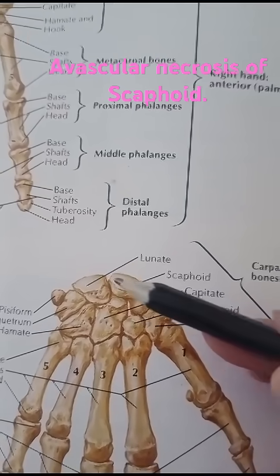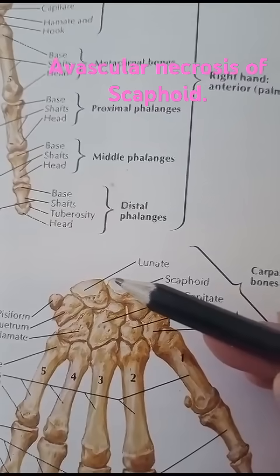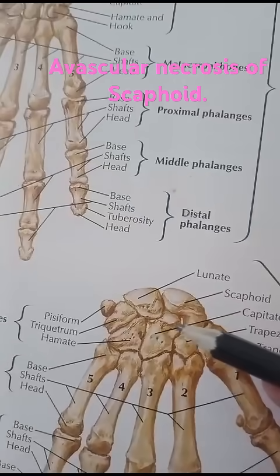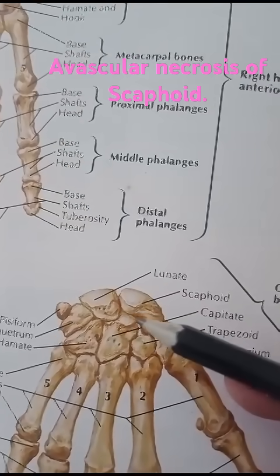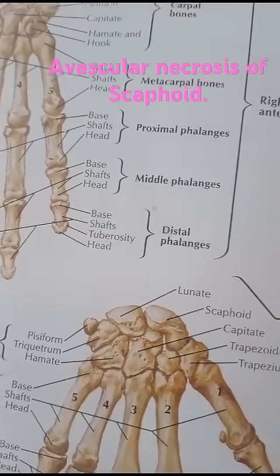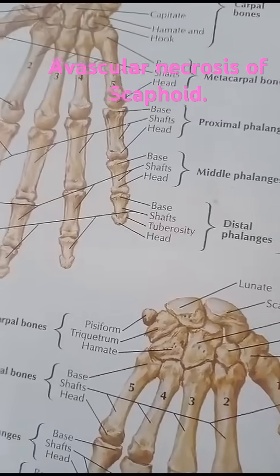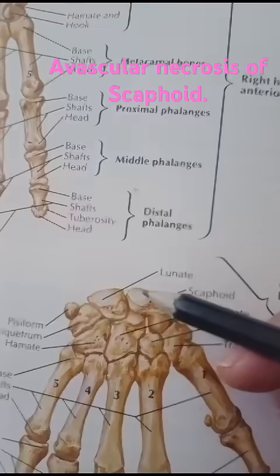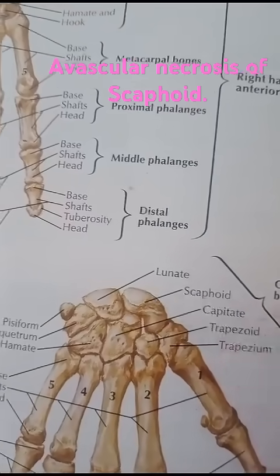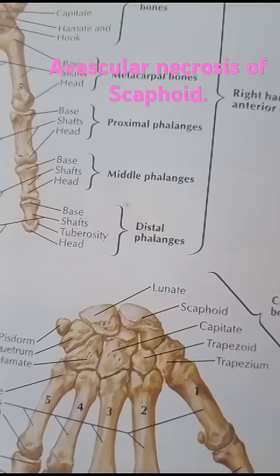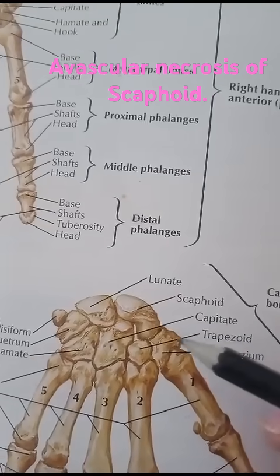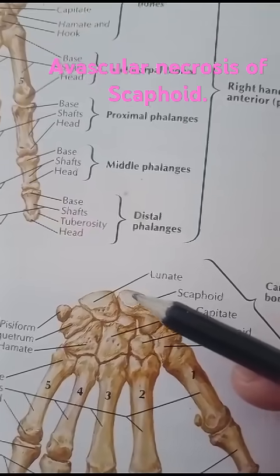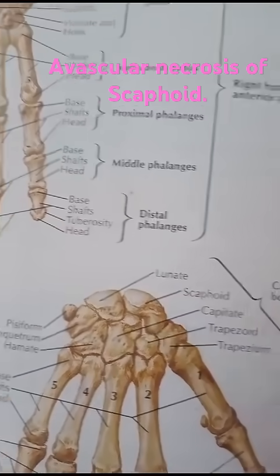You can also see there is a facet for the attachment or articulation with the capitate. Then there is another one with the lunate here. Okay, so this is the scaphoid bone. The scaphoid articulates with five bones: the radius, the trapezoid, trapezium, lunate and capitate.